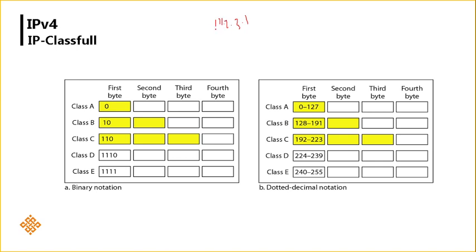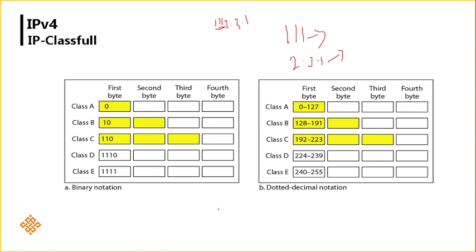111.2.3.1. First you should see the first block, 111. The range is from 0 to 127, so it is class A. In class A, you already know the first byte, that is 8 bits, the first block, is reserved for network ID, and the remaining 3 blocks are reserved for host ID. So you can just write 111 is the network ID and 2.3.1 is the host ID. In this way you can identify which is the network ID and which is the host ID.